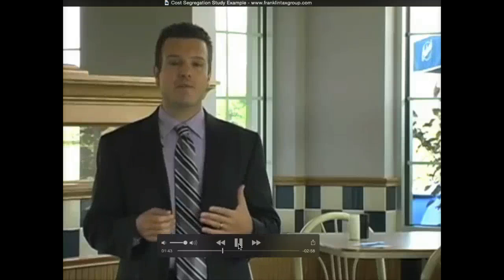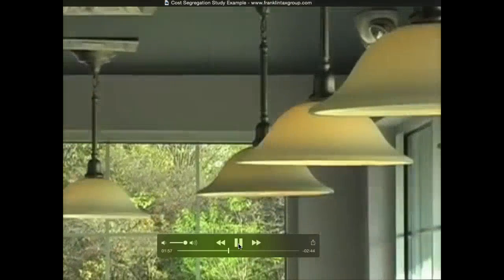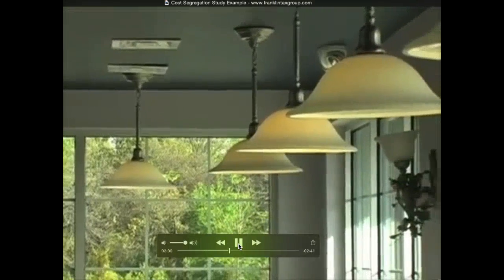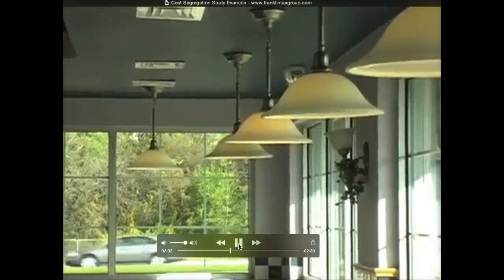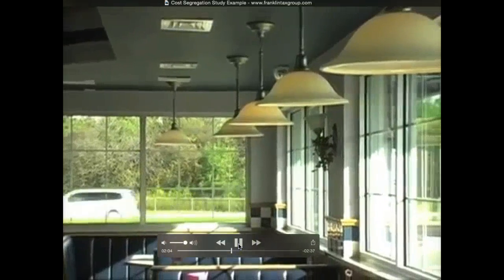You'll also notice the lighting in the building. You have to have some form of lighting for it to function as a building. So the lights that you see in the main part of the dining room, the can lights, those would be depreciated as structural components over a longer tax life. But you'll notice the pendant lights hanging above the booths. These are not something that's necessary for this to function as a building. They're an accessory to the business. They're decorative in nature. So that means that the lights, the electrical wiring, the conduit, and in some cases the circuits can be depreciated over a much quicker tax life, usually 5 or 7 years.